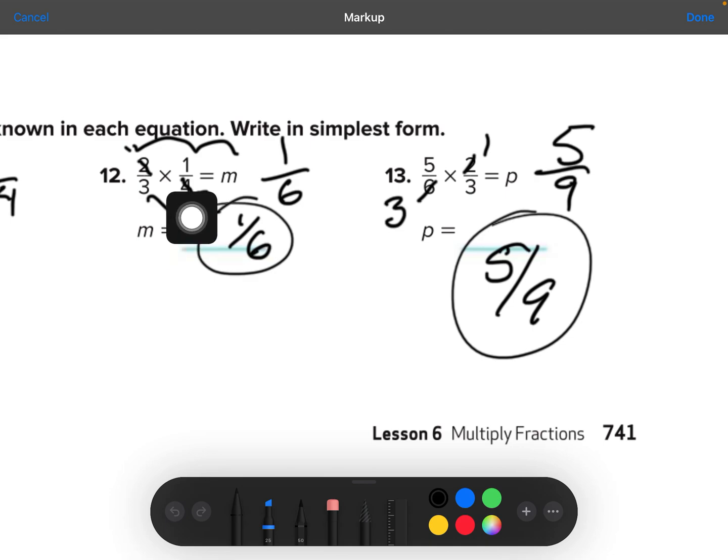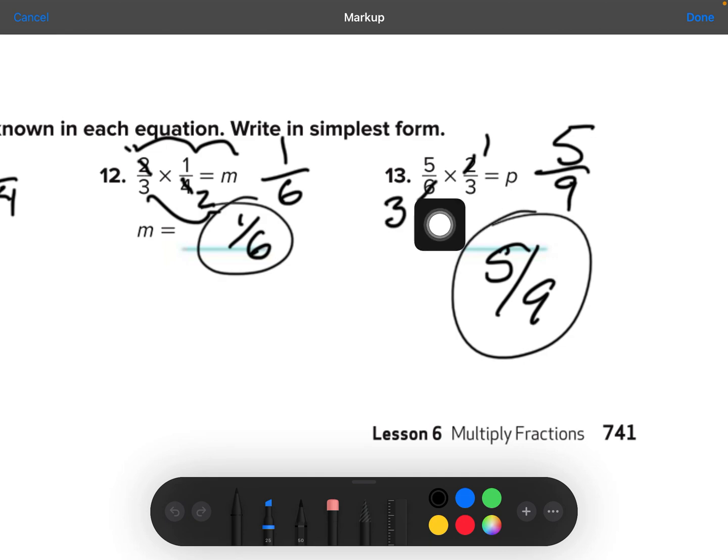Here we decided that 2 and 4 again were even. 2 will go into 2 once. There's a little 1 right there. 2 will go into 4 twice. 1 times 1 is 1. And then 3 times 2 is 6. So our answer is 1/6.